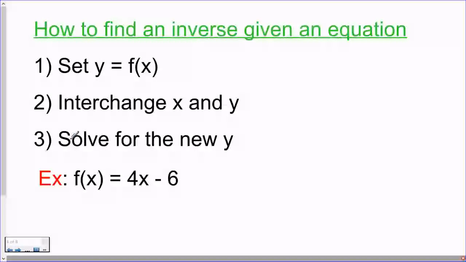So here's one example. First thing I'm going to do, kind of do it up here, is I'm going to set f of x equal to y.